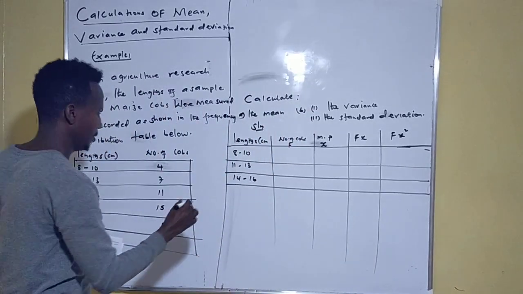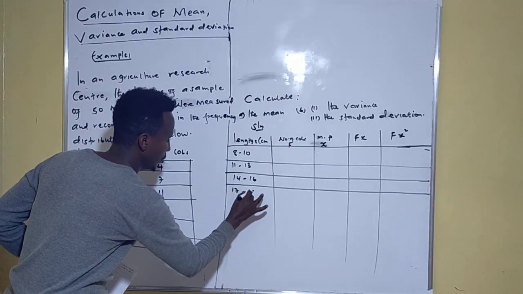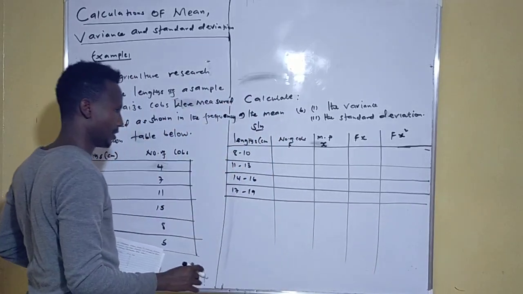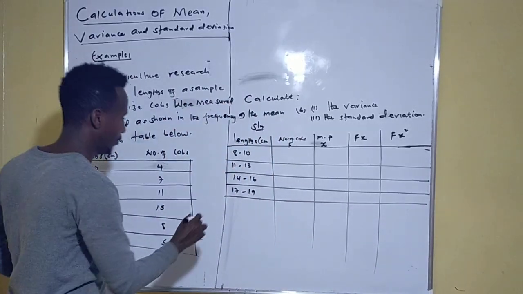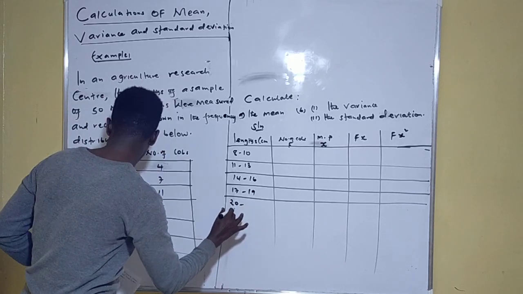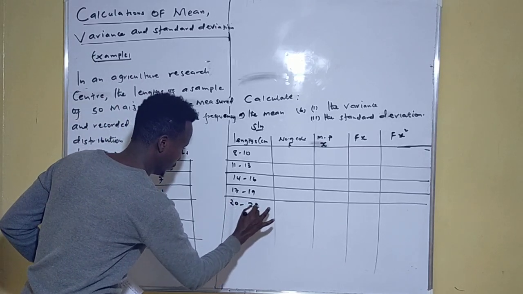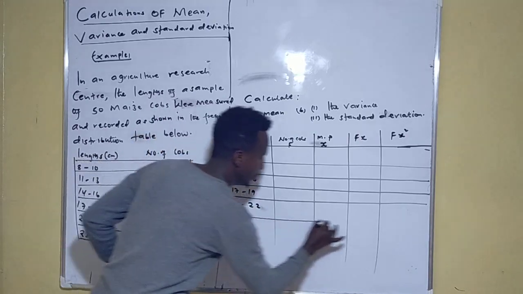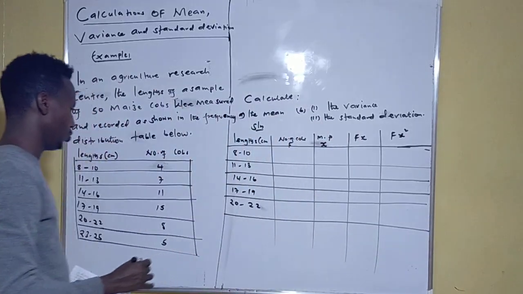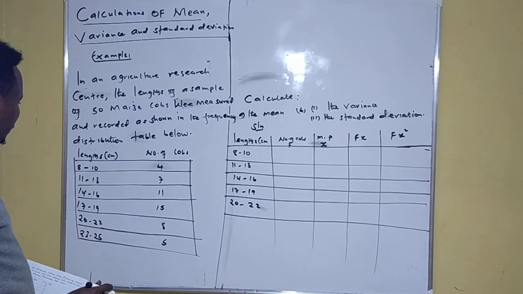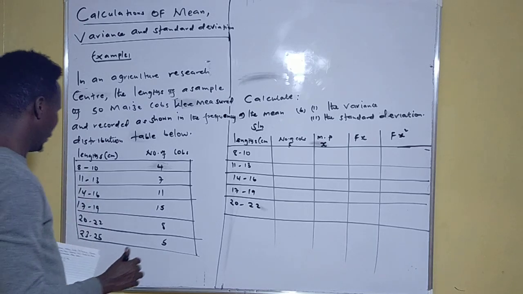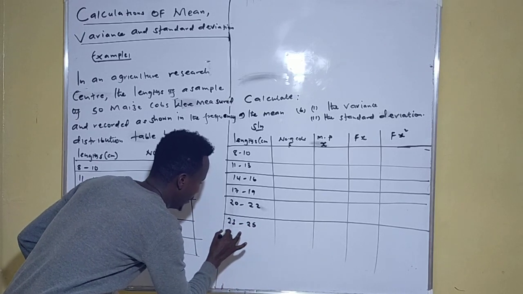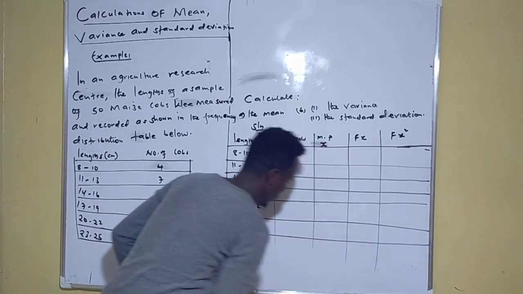Then we have 17 to 19. Just understand this thing, brothers and sisters. Then we have 20 to 22. Then after that we have 23 to 25. Then finish this thing.